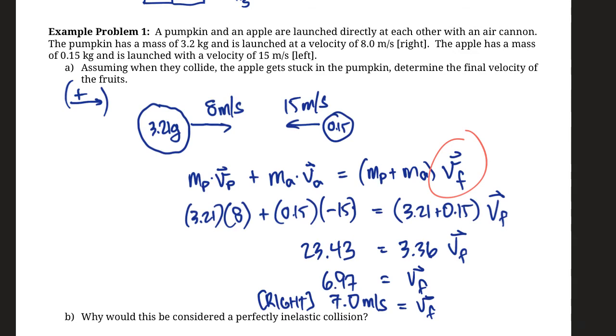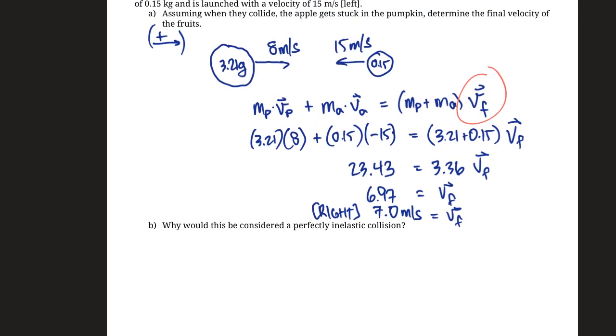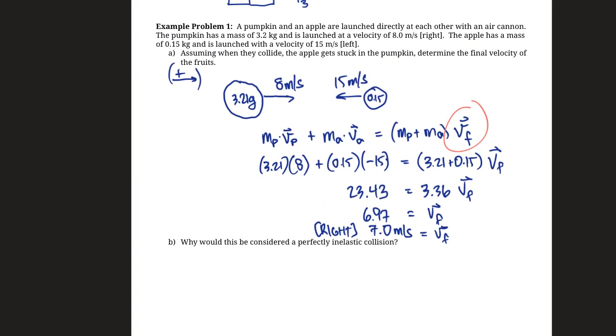So there's the solution. If you want to solve this in a different way, you could have isolated this equation for VF just by dividing by MP plus MA. That's up to you, however you want to do the algebra. And the last thing is, why would we consider this a perfectly inelastic collision? I'll leave that up to you to figure out. Why would we consider this example a perfectly inelastic collision? Okay, there you go.